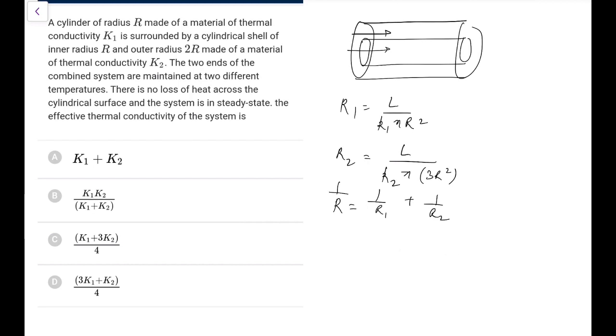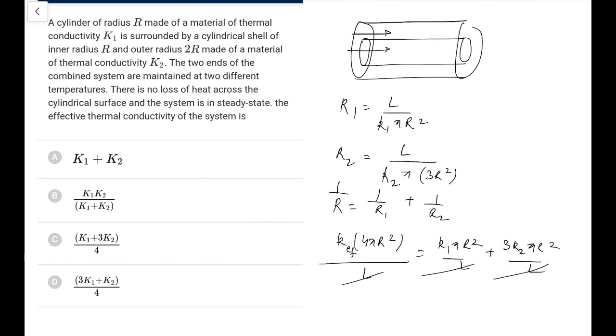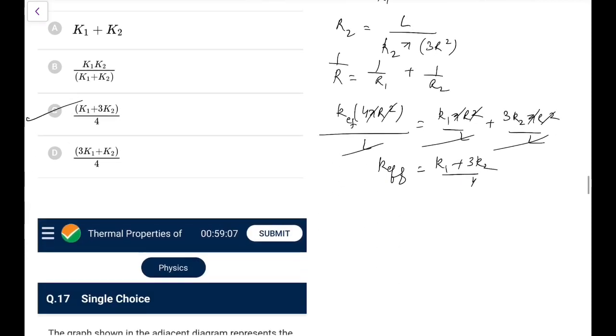1 upon R I am writing, so it would be K effective into 4 pi R square divided by L, that would be equal to K1 pi R square by L plus 3K2 pi R square by L. L goes, pi R square goes. So K effective would be K1 plus 3K2 by 4. So go for option C in this particular situation.